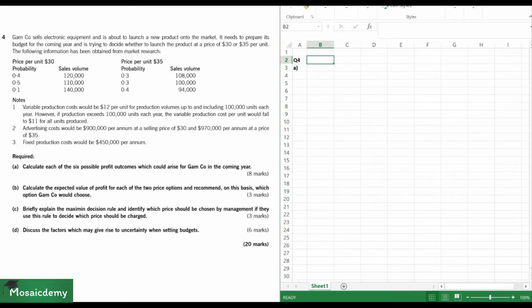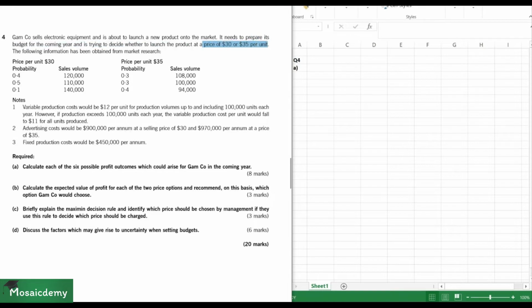Okay, so let's go through the question. It's a very short case scenario, thankfully. GAMCO sells electronic equipment and is about to launch a new product onto the market. It needs to prepare a budget for the coming year and is trying to decide whether to launch the product at a price of $30 or $35 per unit. Let's stop here. Keyword here: decide. Remember, in a payoff table we have decisions and outcomes. So if we have the word decide, that means the price is part of the decision. So we have 2 decisions: either we can price the product at $30 or $35, okay?